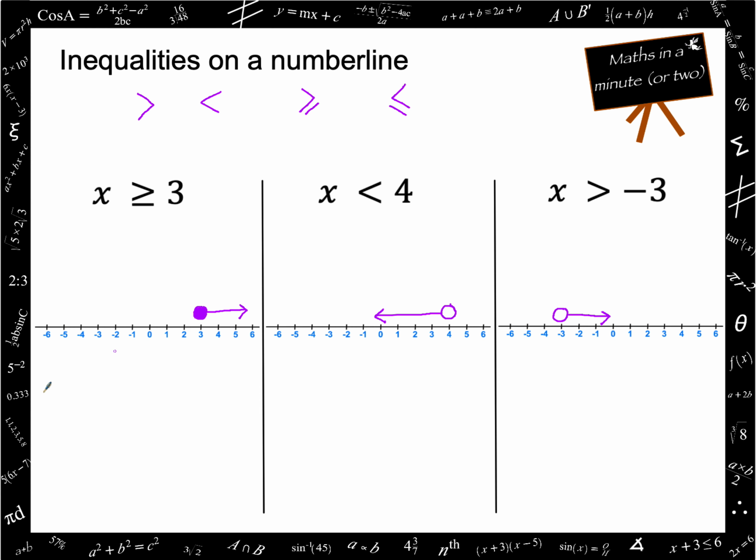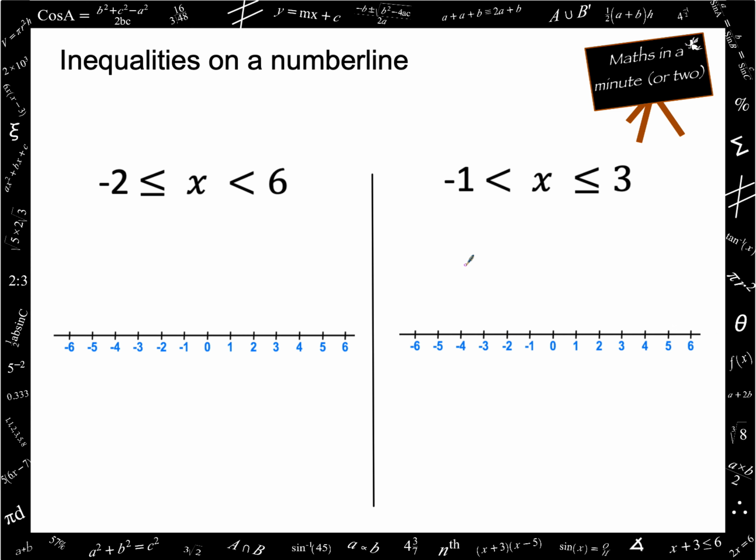Now, the next slide I'm going to show you where we've got a double inequality. In a double inequality, I'm going to read it from the centre out this time: out to the left and then out to the right. Numbers which are greater than or equal to -2, but also less than 6. So you're reading it as one thing here and a second thing here.